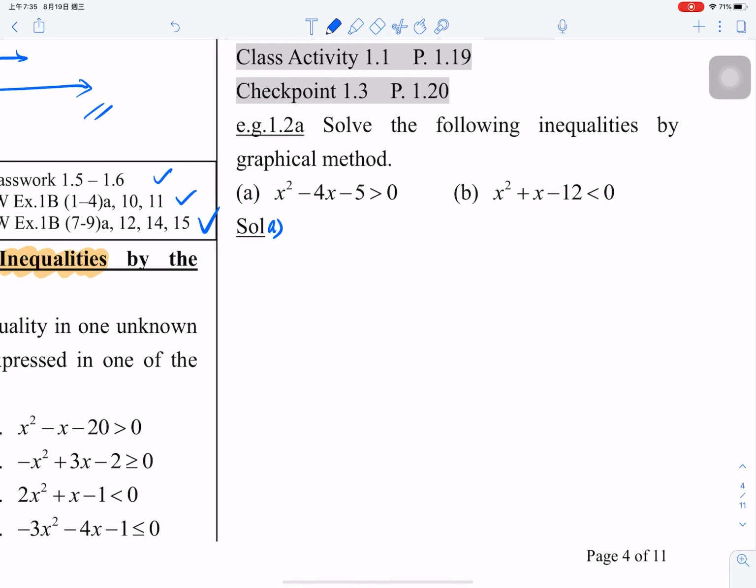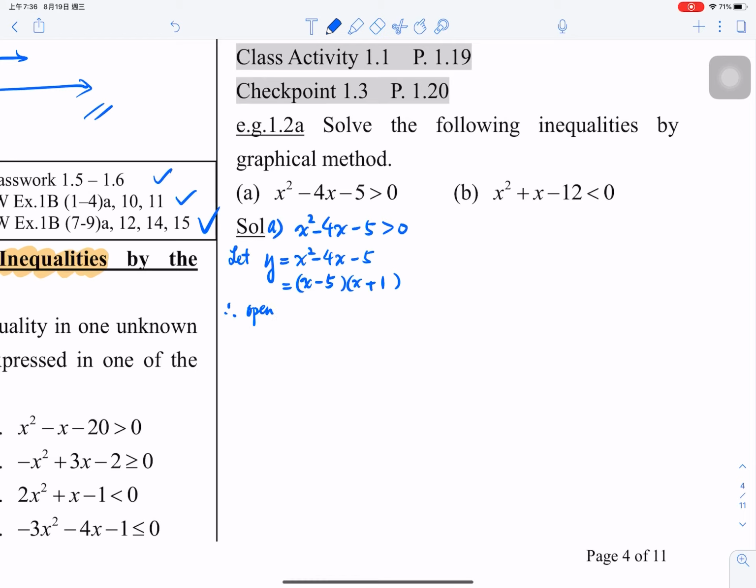For the first one, x squared minus 4x minus 5 greater than 0, right? So how can we start it? First, let it be a quadratic function, y equals x squared minus 4x minus 5, and factorize if you can. And you see that this one is x minus 5. How about the other factor? Plus 1, correct.